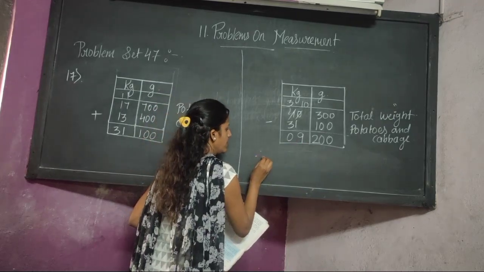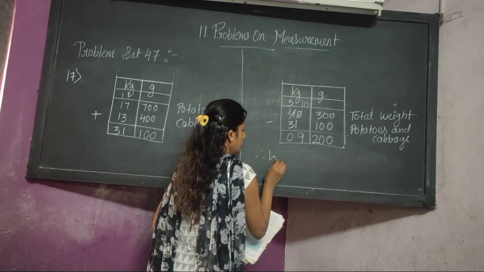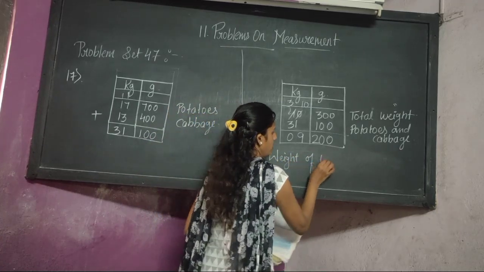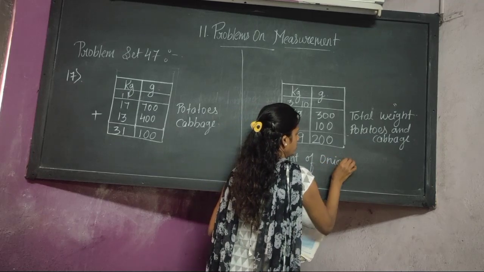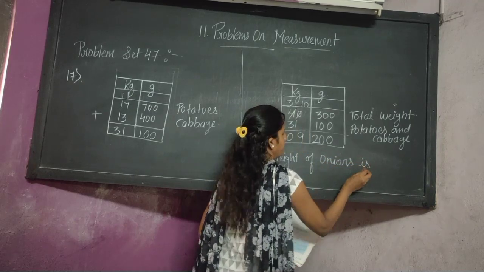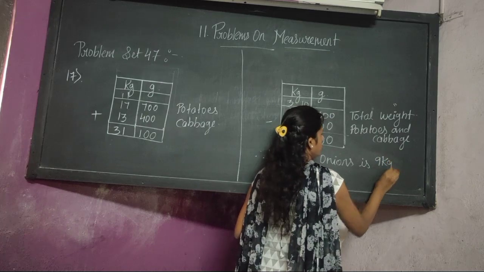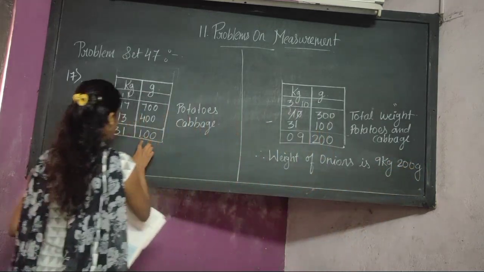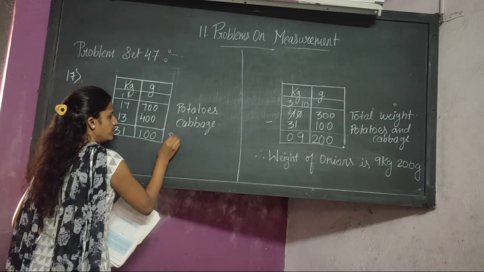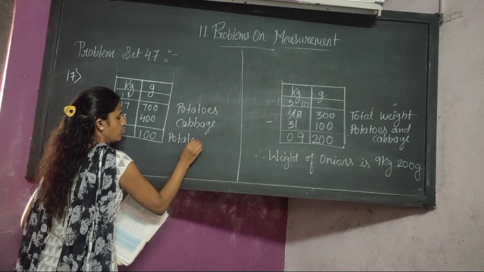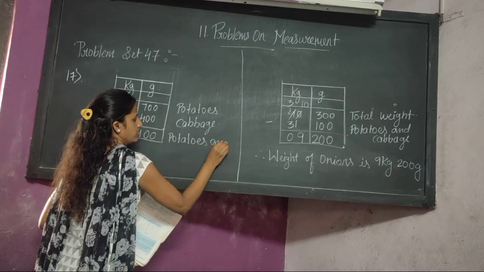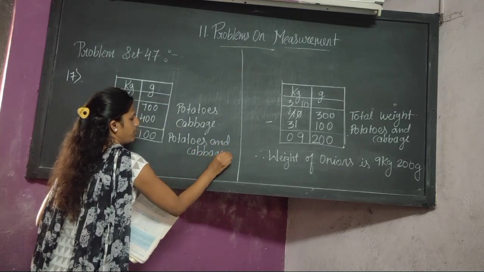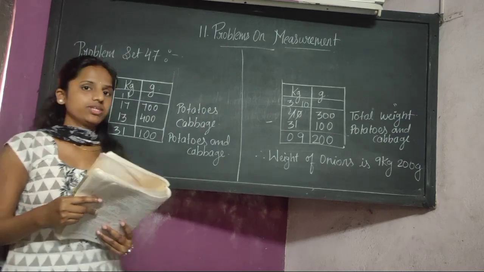So write down the statement, therefore the weight of onion is 9 kg, 200 grams. Here just write down this we have got potatoes and cabbage both. Hope you understood this question.